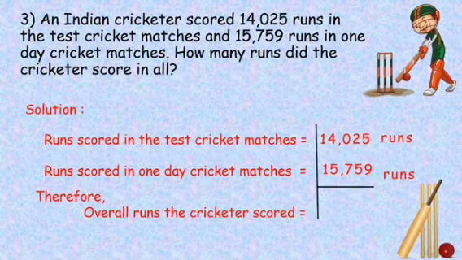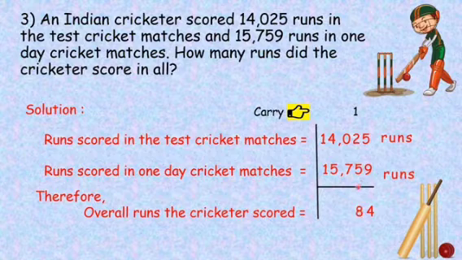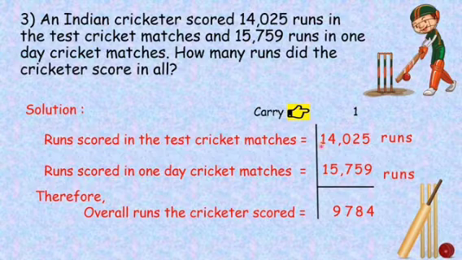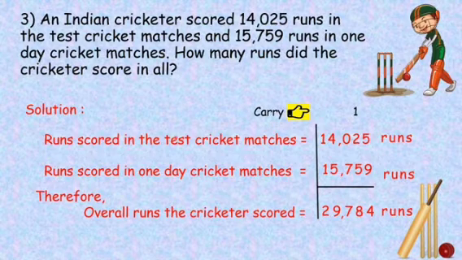So now when we add this, 9 plus 5 gives me 14. 4 is at the bottom, 1 gets carried over. So 1 plus 2, 3, 3 plus 5 is 8. Then next 7 plus 0 is 7 itself. 5 plus 4 is 9 and 1 plus 1 is 2. So totally 29,784 runs are the total overall runs scored by this cricketer.